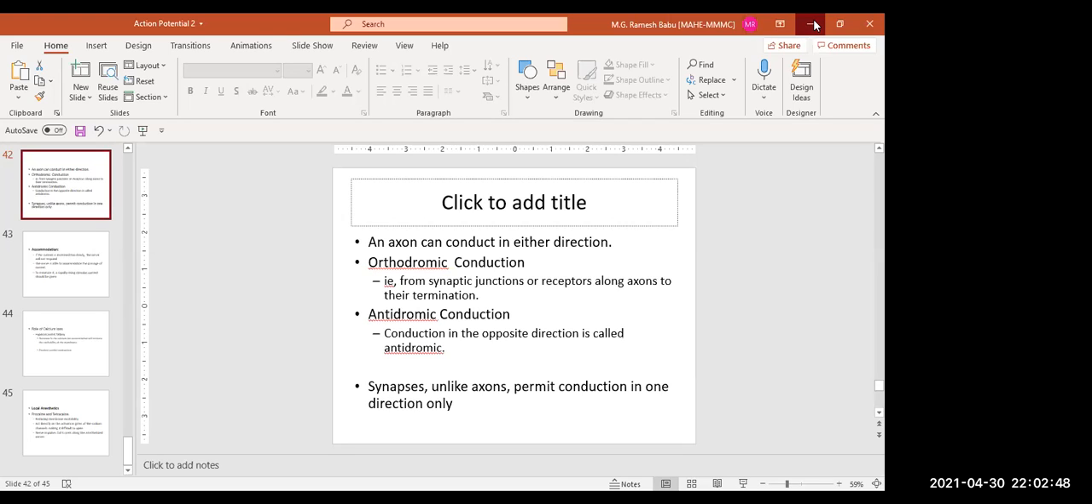Any other doubt? Please, Sajju, Riddhi, give your opinions.